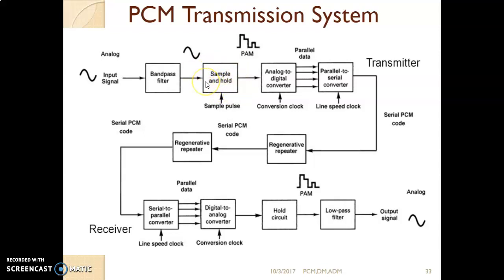We had studied how an analog signal is converted into flat top PAM in the video on pulse amplitude modulation. Once the analog signal is converted into flat top PAM, there is an analog to digital converter which comprises two blocks. One is called quantization and the second is called encoding.